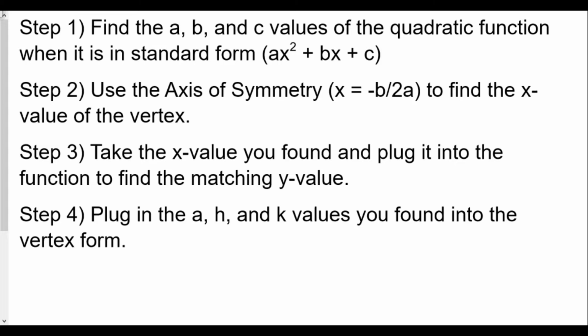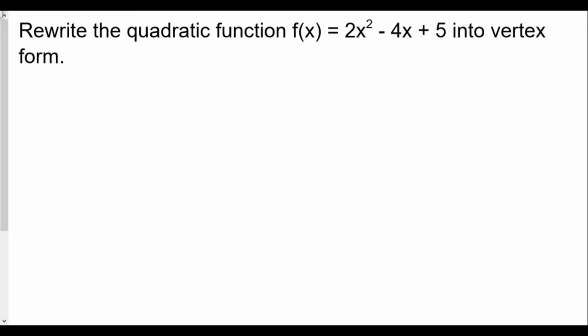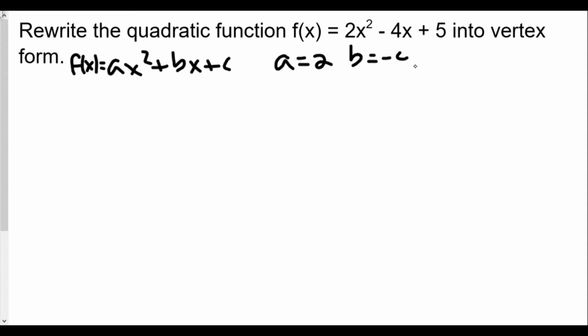And finally, step four, plug the a, h, and k values you found into the vertex form. So let's take a look at our first question again. All right, so we want to take a look at a, b, and c, so we know ax squared plus bx plus c is going to be the form of f of x equals, right? So we take a look here, and the number multiplying x squared is a, that's 2. The number multiplying the x, which is b, is just negative 4. And our c value, the constant by itself, is 5.